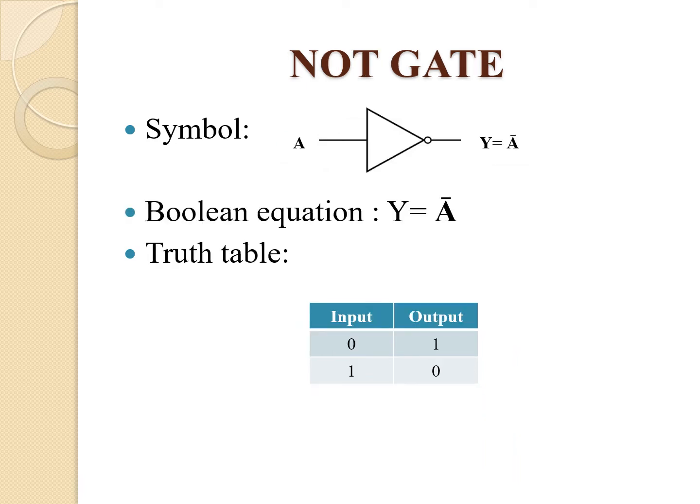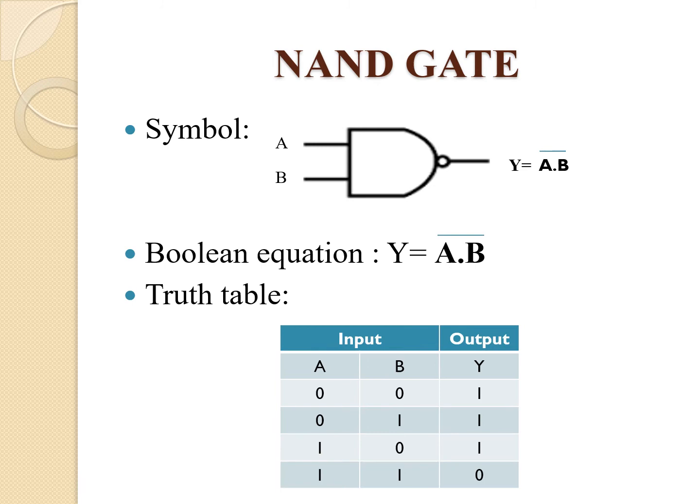NOT gate. It has only one input and one output, and the Boolean equation is Y is equal to A bar. So if the input is 0, output is 1, input is 1, output is 0. That means output is always complement of the given input.